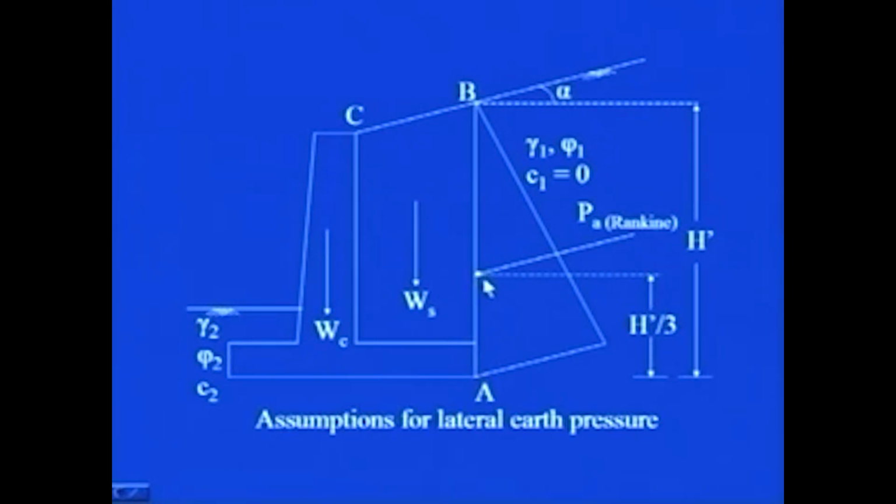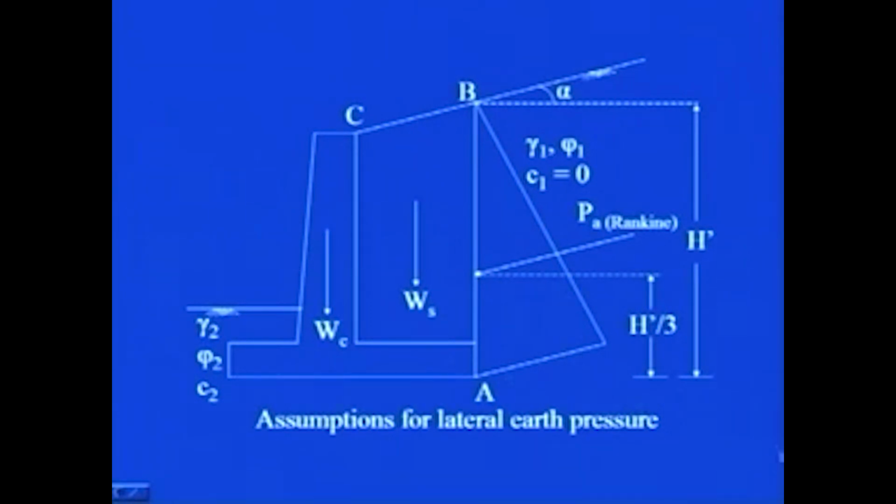of the wall. Now, what is h prime? You see, h I am calling the vertical height of the wall, that is from here to here was h, but h prime in this case is from this point B to the point A, that is, this much height is your h prime. And this PA Rankine will be acting at h prime by 3 depth from the base of the wall, or from the point A.